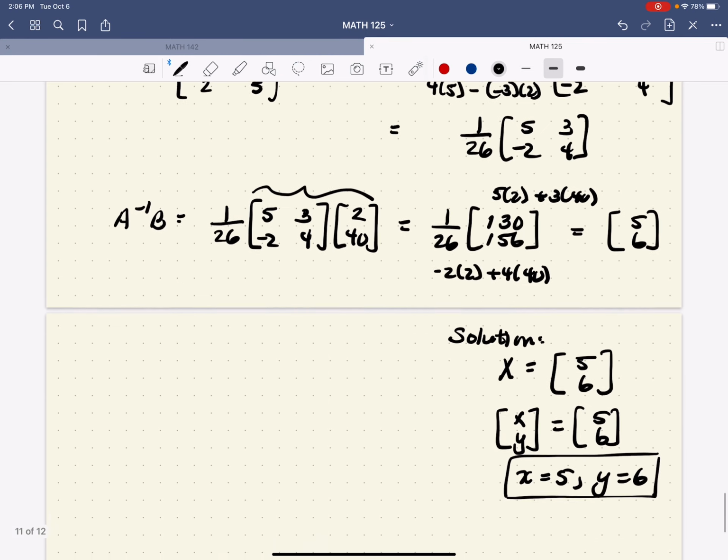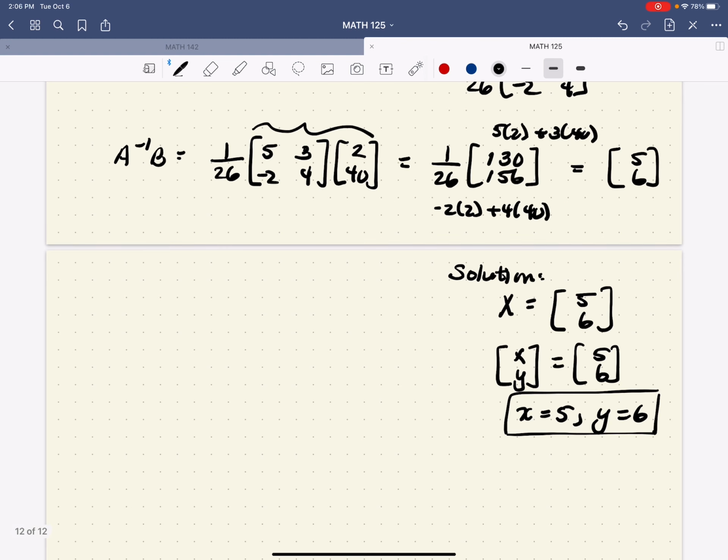Not bad, especially considering Gauss-Jordan could have multiple steps if you can't get those numbers to work out.